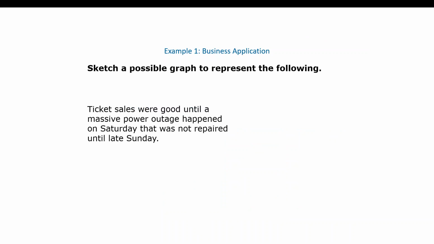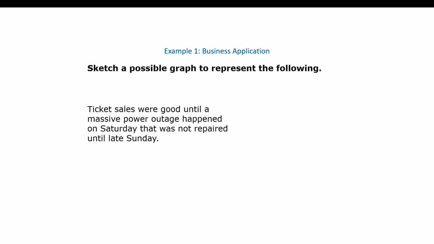All right, this example problem is going to be similar to the ones you'll be doing in class today, and maybe in the real world. It's a business application. It says sketch a possible graph to represent the following. So the following says ticket sales were good until a massive power outage happened on Saturday. That was not repaired until late Sunday. All right, so that's all the information you're going to be given.